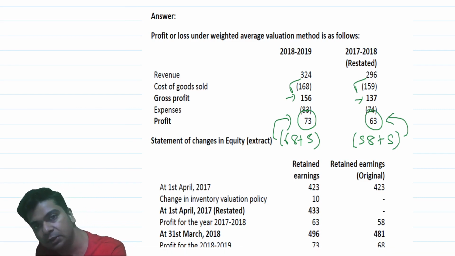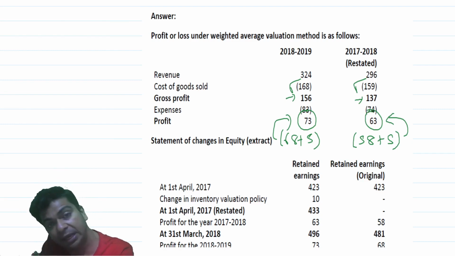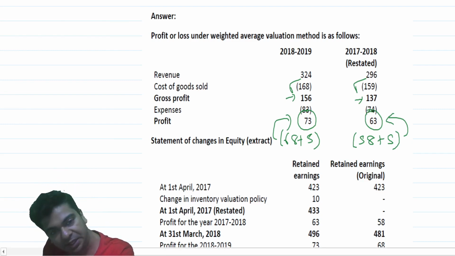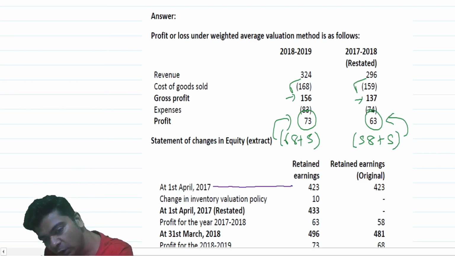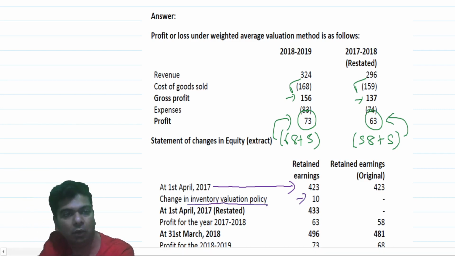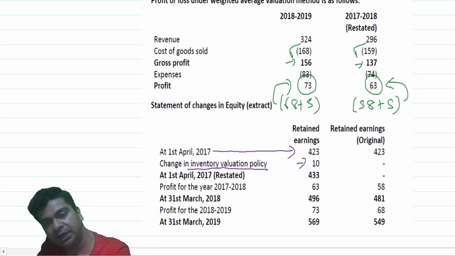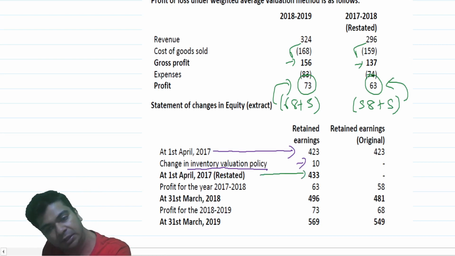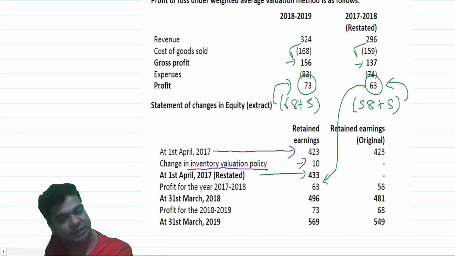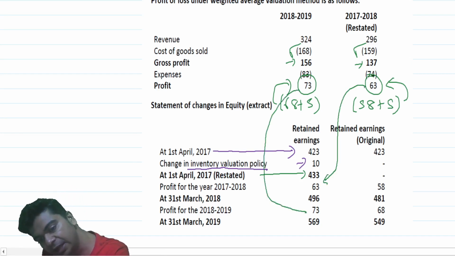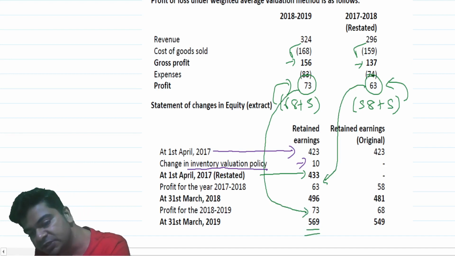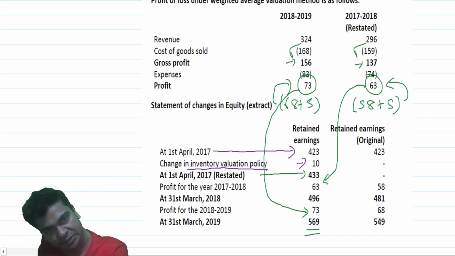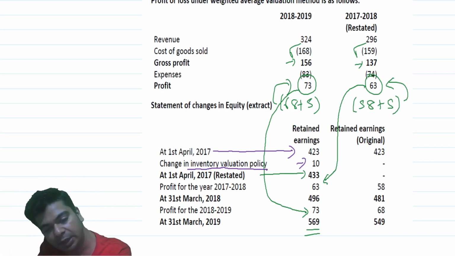Since only closing inventory is increasing, the overall profit will increase by 10 million. Hence, you should start with the balance on beginning of the preceding year. That's the reason I am considering over here 1st April 2017. They've already given 423, and to that I am adding the change in the inventory by 10. Profit will increase by 10 over here, and hence the opening balances restated on 1st April 2017 will be 433. Then this 63 that I am getting, I am considering over here. Then I get 496, and then the 73 which I am getting, I am considering here, and I get the final balance of 569. Earlier the balance was 549. Now the revised balance will turn out to be 569.